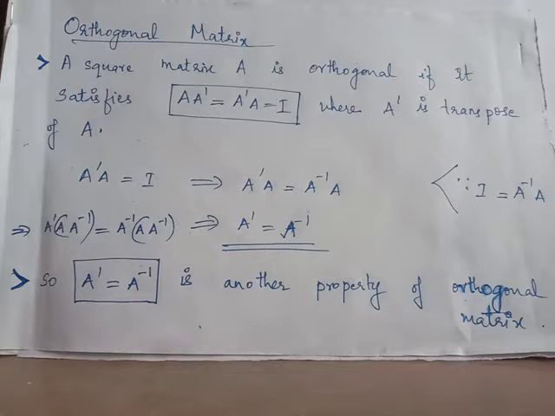Students, we already came across the definition of orthogonal matrix. Today, in this video, we shall be discussing the properties of orthogonal matrix. Recall that an orthogonal matrix is a square matrix which satisfies the property A into A transpose equal to A transpose into A equal to identity matrix.